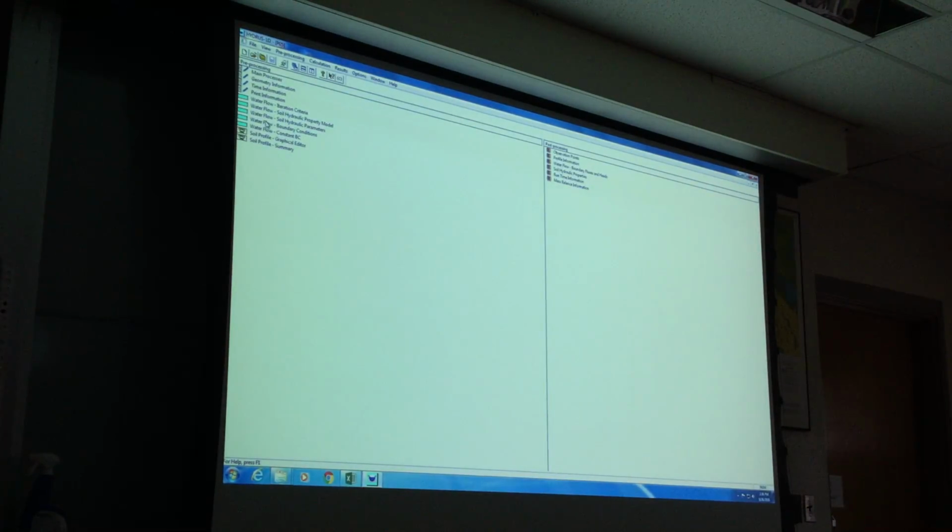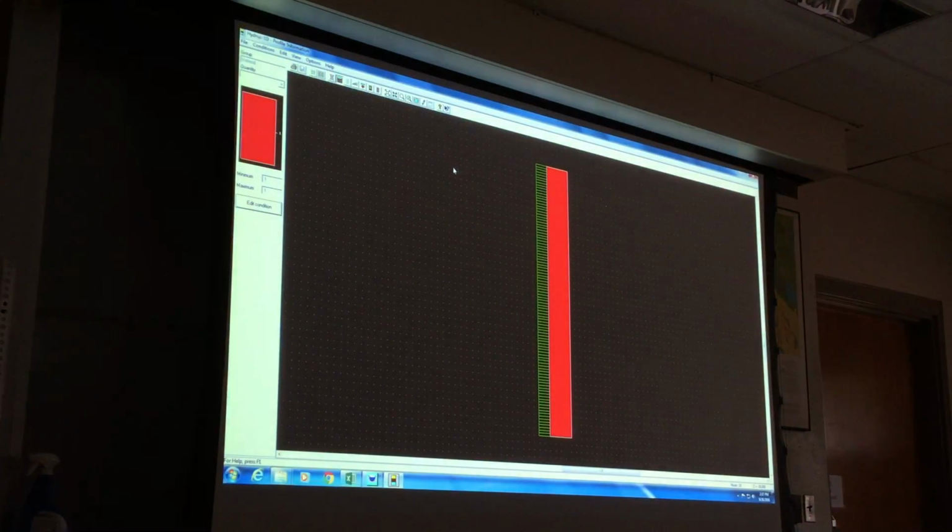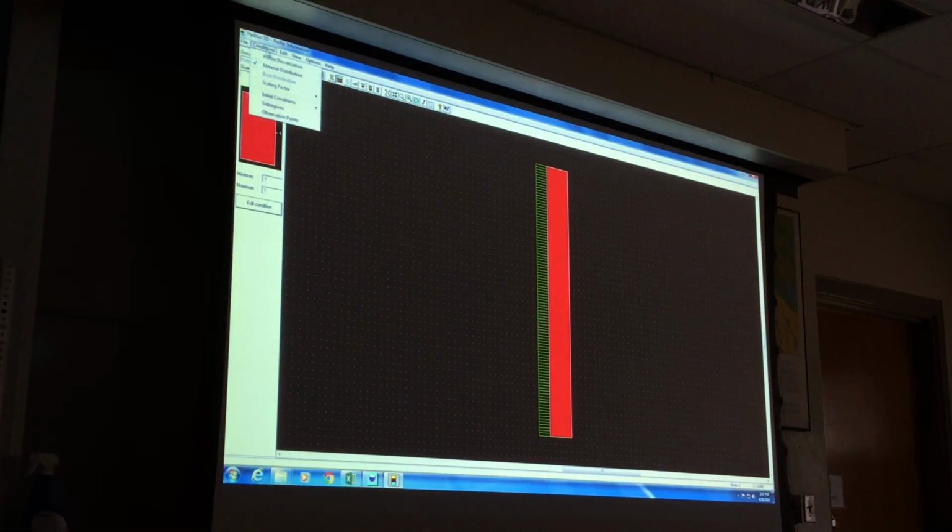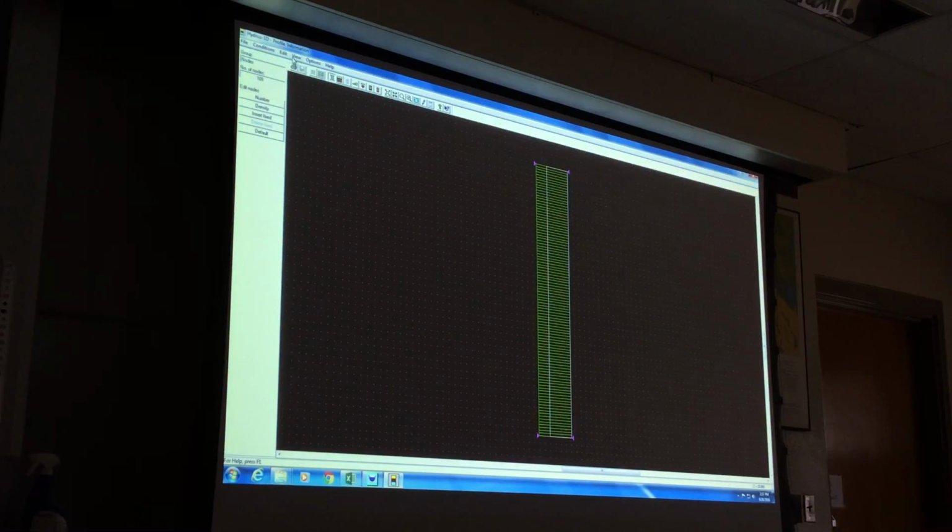So I would go back to the graphic editor, and I go to conditions, profile discretization, and I think the maximum number of nodes is 1,000. So let's ramp it up really high, like 901. So now we have, oops, edit.